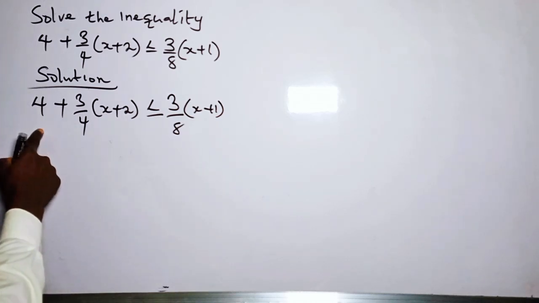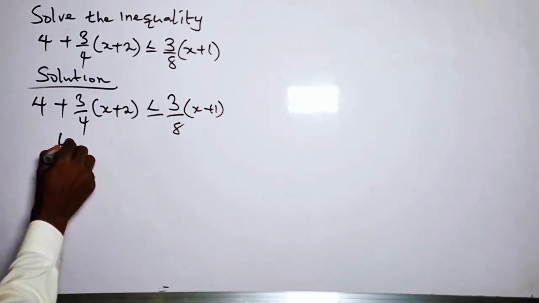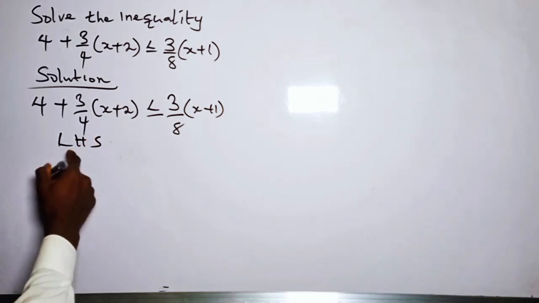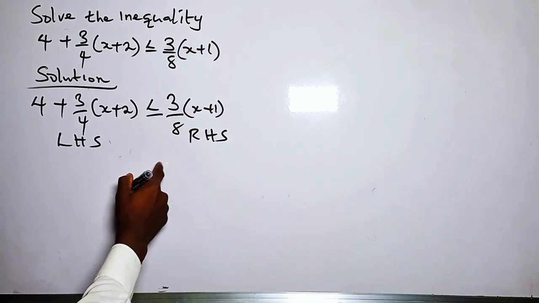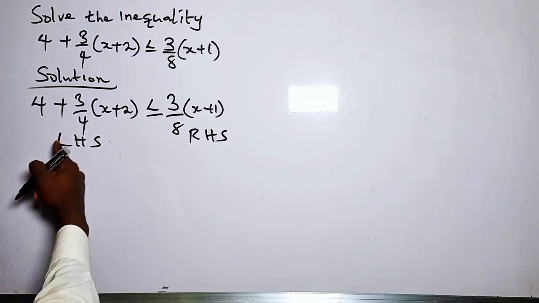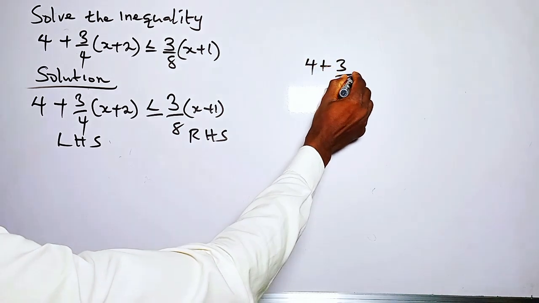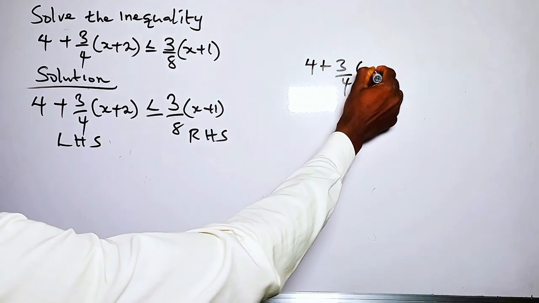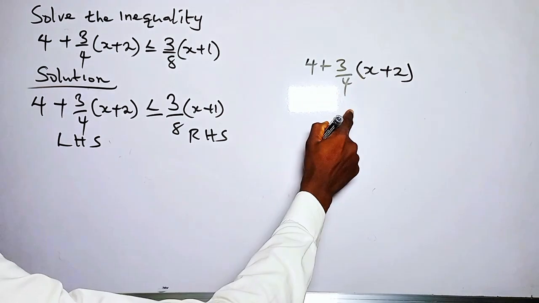So let us look at this side of the expression. Let us refer to it as the left-hand side of the expression, and this as the right-hand side of the expression. Let's start with this. So we have 4 plus 3 over 4 into (x plus 2). Let us solve this side.